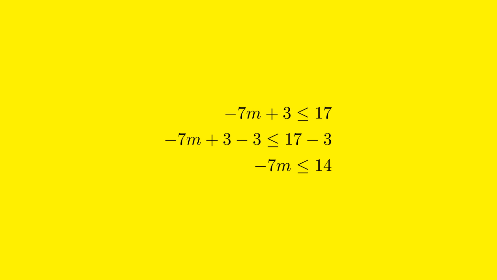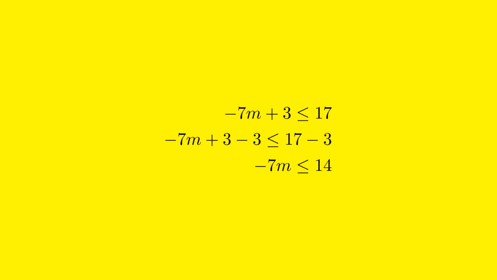To solve the inequality -7m plus 3 less than or equal to 17, we will follow a step-by-step process. Step 1. Isolate the variable term on one side of the inequality. First, let's move the constant term on the left side, which is the plus 3, to the right side. We do this by subtracting 3 from both sides of the inequality. Subtracting 3 from the left side also means we subtract 3 from the right side to keep the inequality balanced.